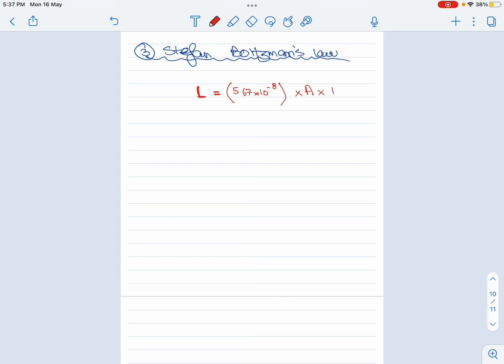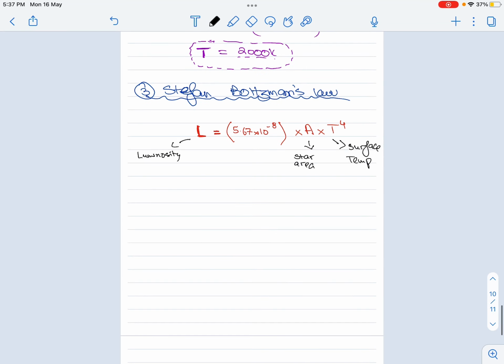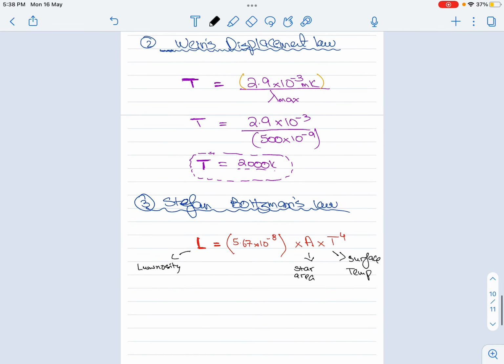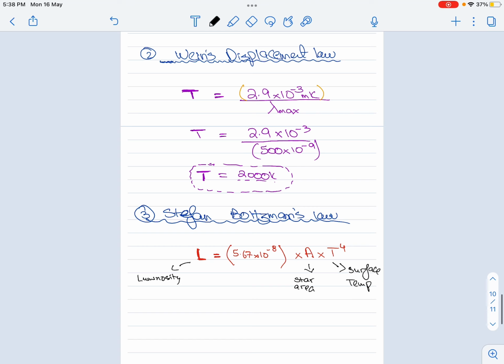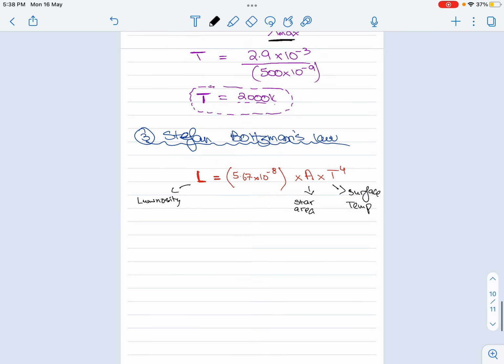So L here is the luminosity. A is the area of the star, and T is the surface temperature that we found in the previous step. Now we're considering T as 2000. So we can find the T value from step 2 using the wavelength max value from step 1. So now you can see how these steps are all connected, right?